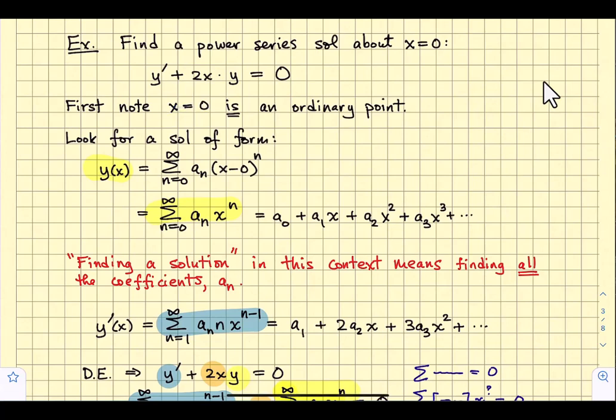So here's how we're going to find power series solutions. We're first going to look for a solution y of x of the form of an infinite series centered at where they tell us to center this. So it's going to be an infinite series centered at 0. So this simplifies to this, and if we expand it out, it looks like this. So what does it mean to find a solution in this context? It means finding all of the coefficients, and there are infinitely many coefficients to find. So how are we going to find all of those coefficients?